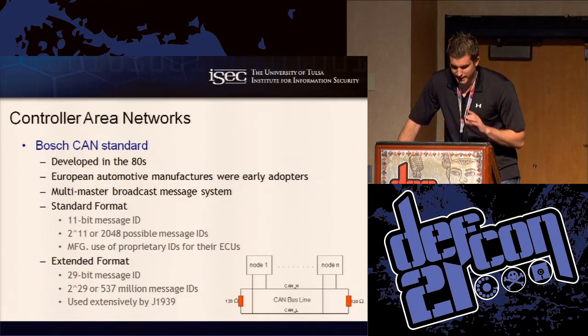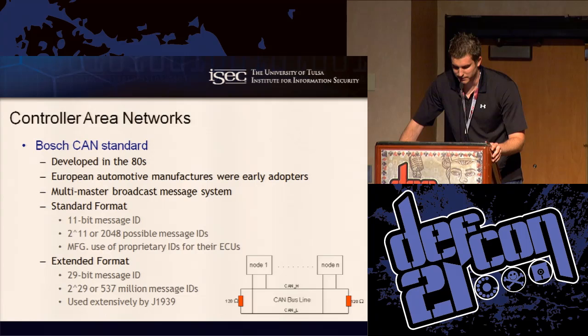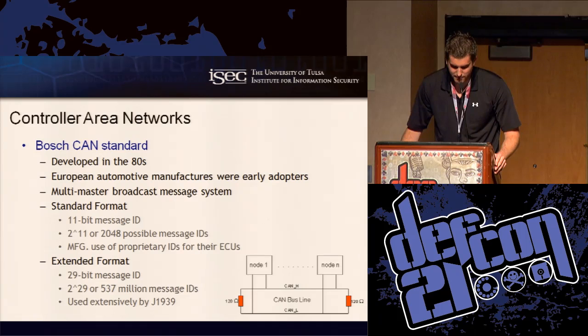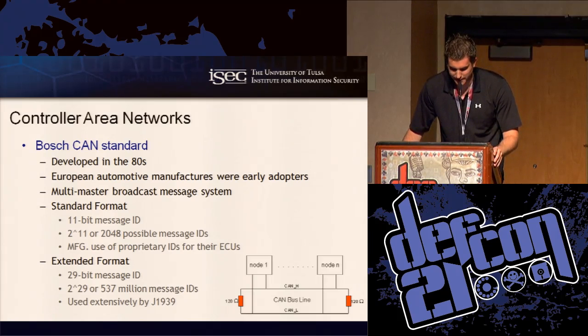So CAN was designed to be a very resilient networking protocol and standard, designed to withstand harsh operating environments such as the heat and the cold, electromagnetic interference, those sorts of things. European automotive manufacturers were early adopters of the standard. So your BMW, Mercedes, Volkswagen, Volvo, those guys were early adopters of the standard.